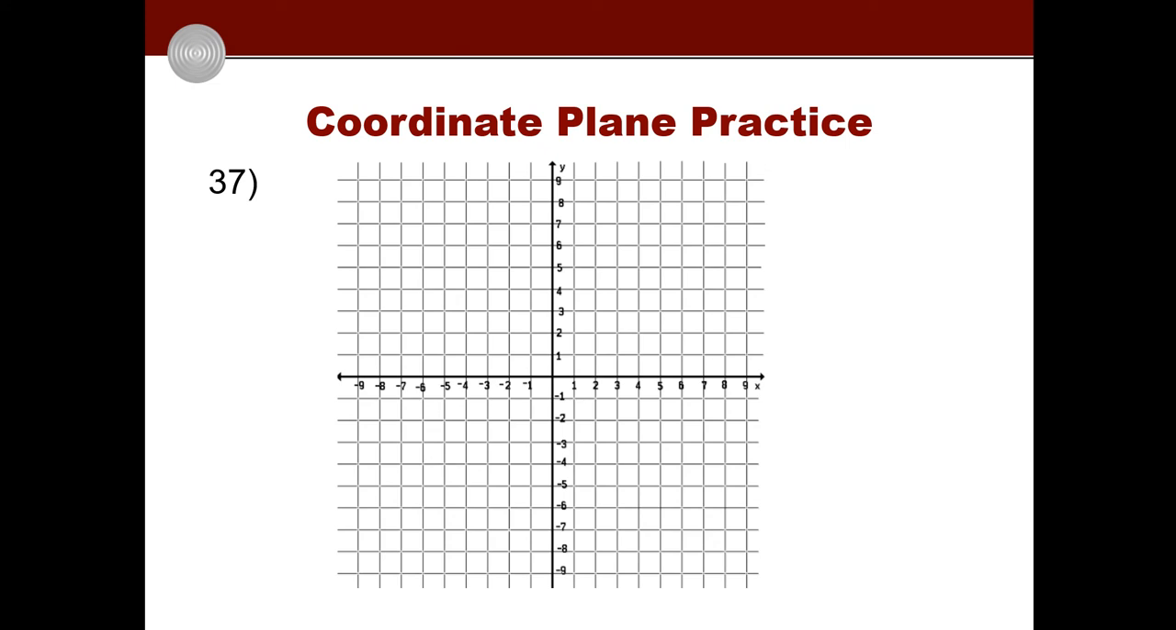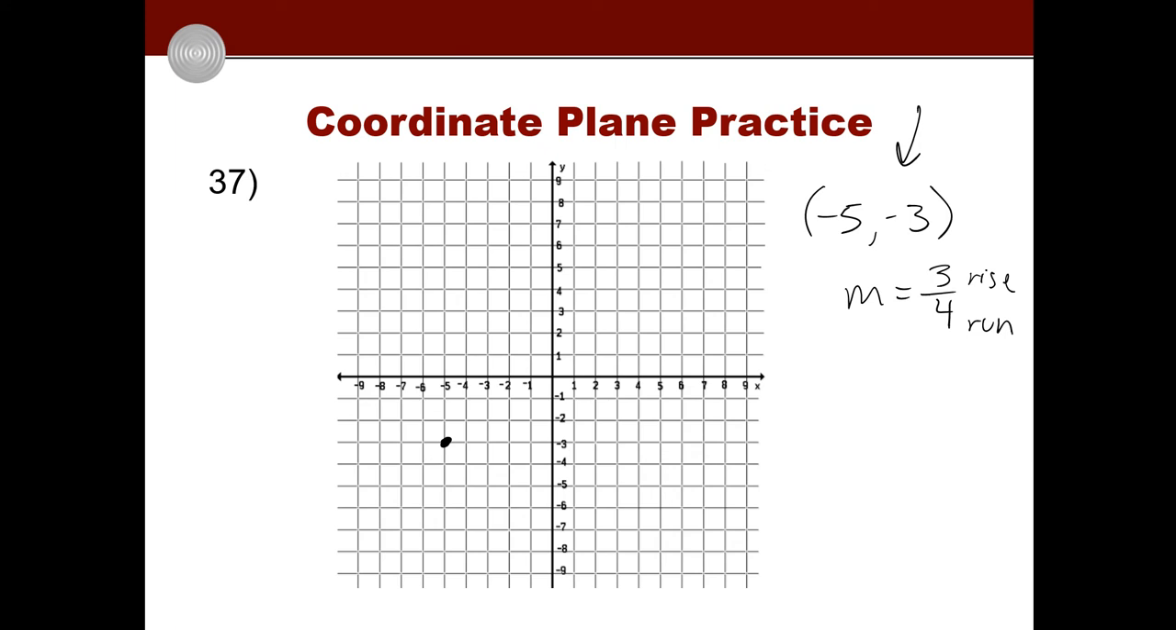So number 37 gave us the point -5, -3, and a slope of 3/4. Again, I'm going to label my rise and my run. So I need to start with my starting point. -5, left 5, -3, down 3. Remember, it's always x first, then y.